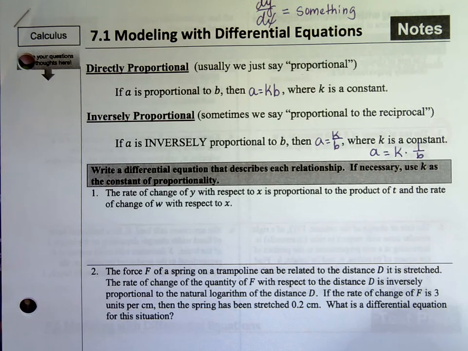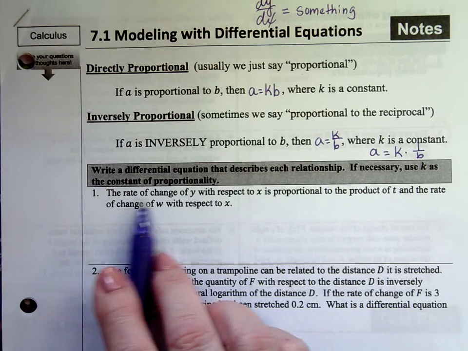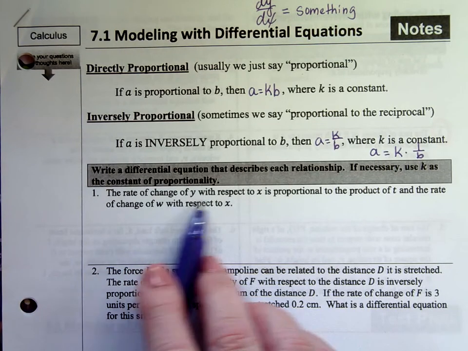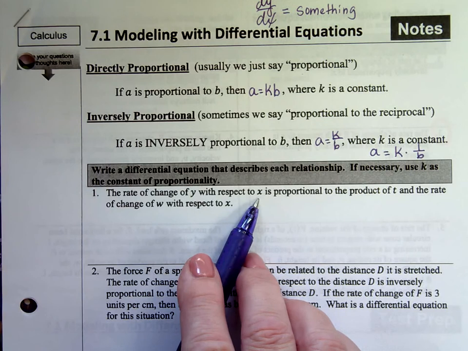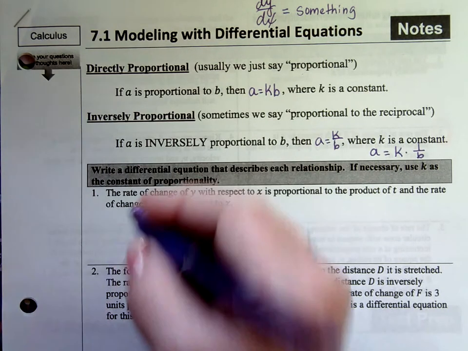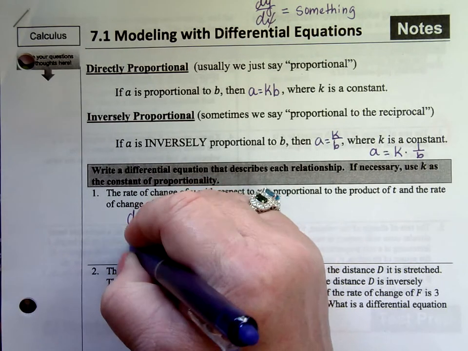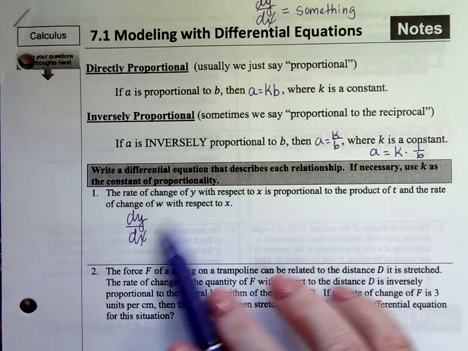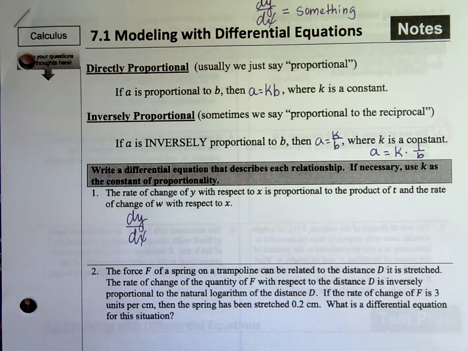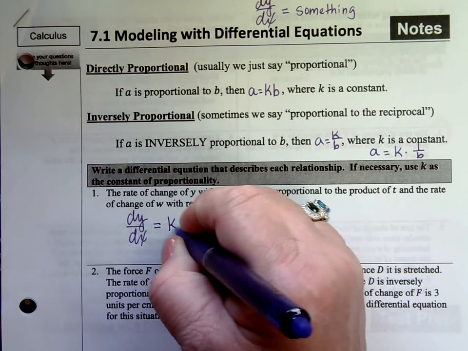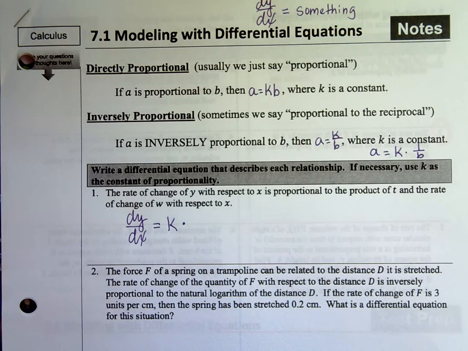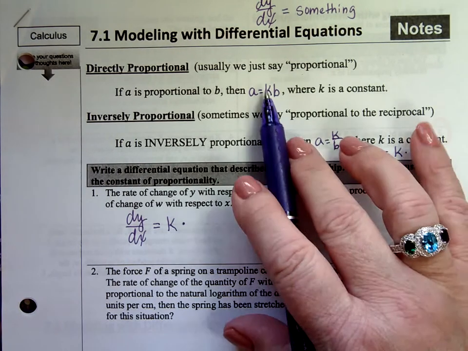All right, so write a differential equation that describes each relationship. If necessary, use k as the constant of proportionality. The first one is the rate of change of y with respect to x. The rate of change is like a derivative, so it's going to be dy over dx. The rate of change of y with respect to x looks like this. Is proportional, k times something. It's proportional, so it's k times something.